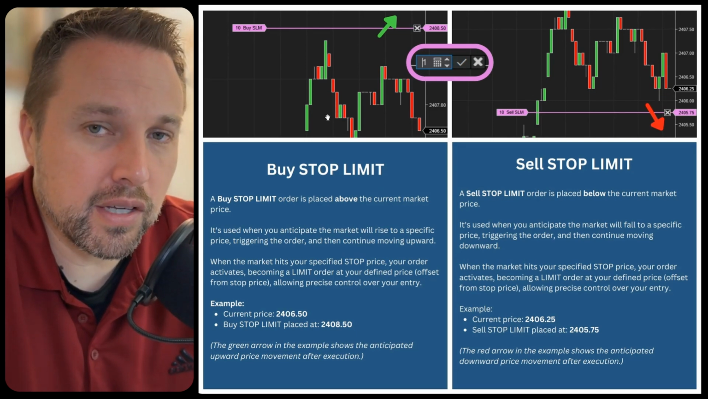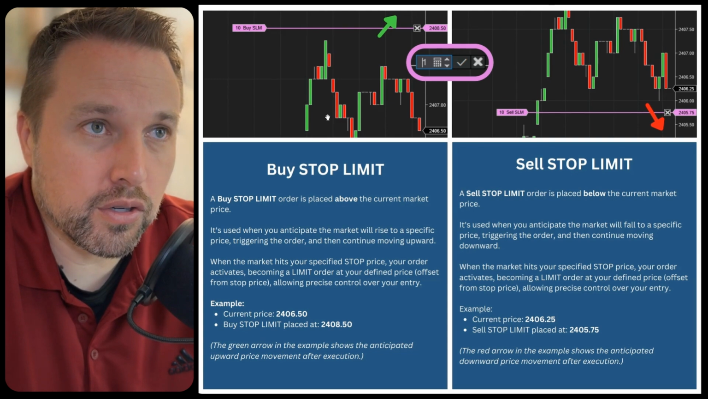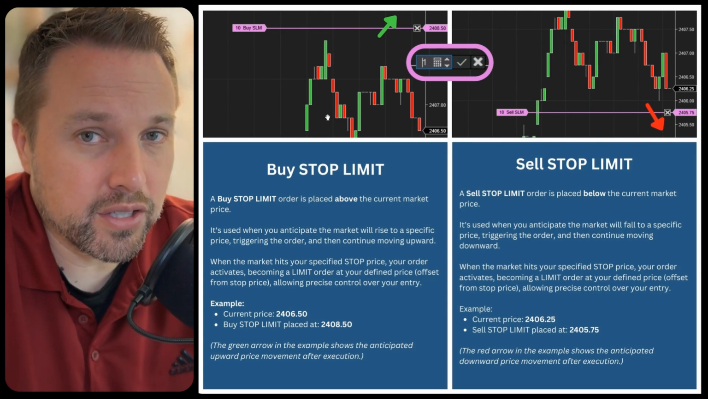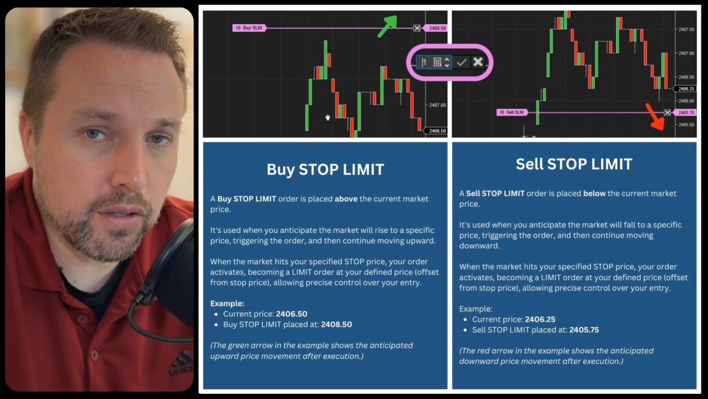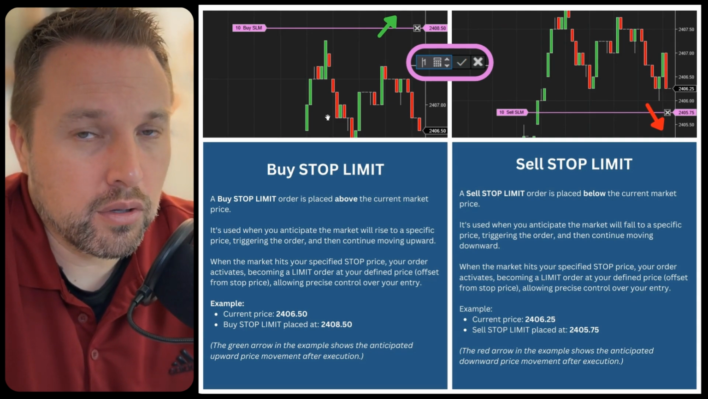The same thing applies with limit and market orders. With a stop limit, you're not guaranteed that you actually get filled at your limit price. You could go unfilled. With a stop market, you're going to get a market order filled. However, you might have more slippage than you anticipated.